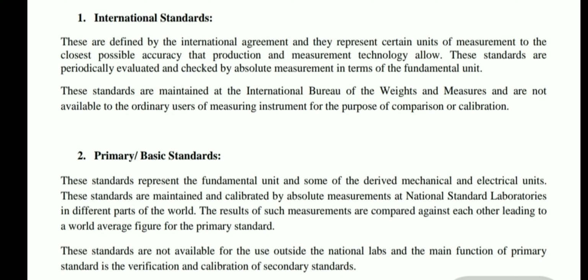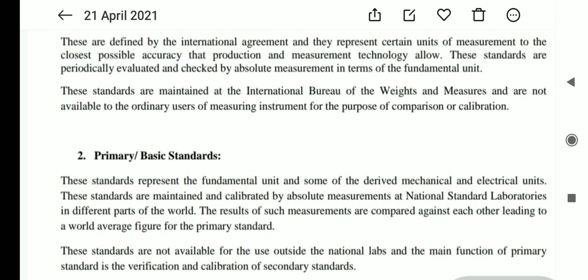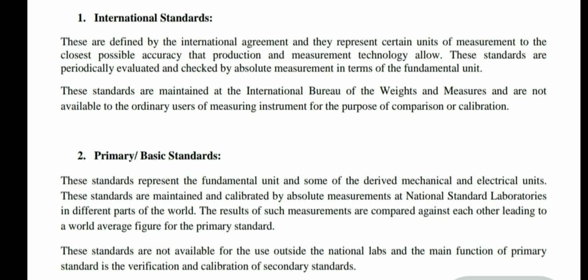Now coming to the second type, which is the primary, also known as the basic standards. These standards are governed by national standard laboratories, and these laboratories are different in different parts of the world. These standards represent the fundamental unit and some of the derived mechanical and electrical units. The results of such measurements are compared against each other, leading to a world average figure for the primary standard. These standards are not available for use outside the national labs, and the main function of the primary standard is the verification and calibration of secondary standards.